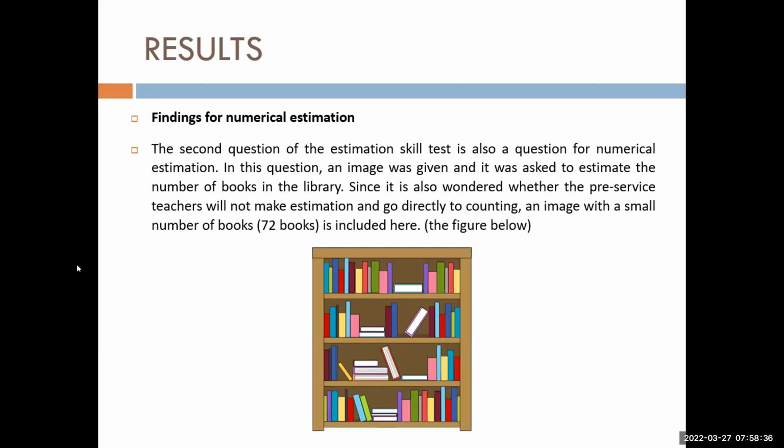Okay, then. Can you see the picture? How many books are there here? 60. Let's look at it. The second question of the estimation skill test is also a question for numerical estimation. In this question, an image was given and it was asked to estimate the number of books in the library. Since it is also wondered whether the pre-service teachers will not make an estimation and go directly to counting, an image with a small number of books, 72 books, is included here.